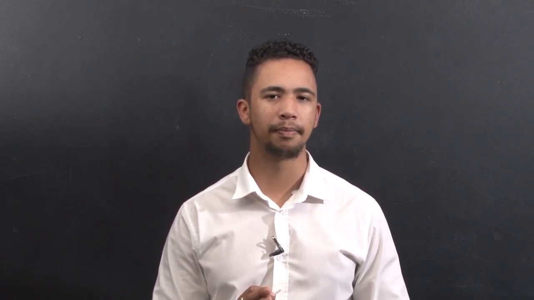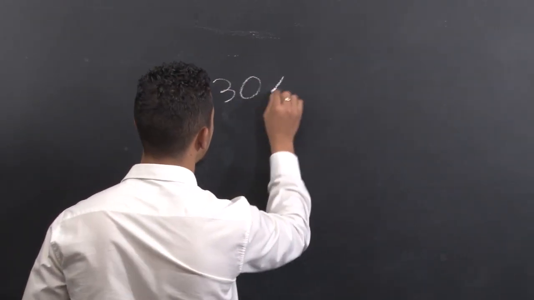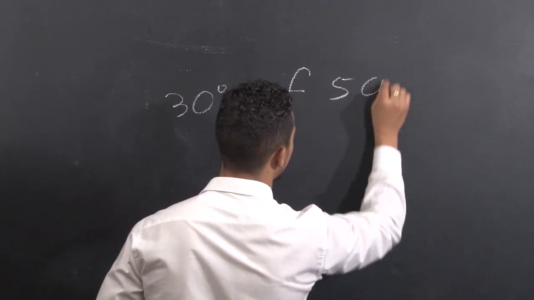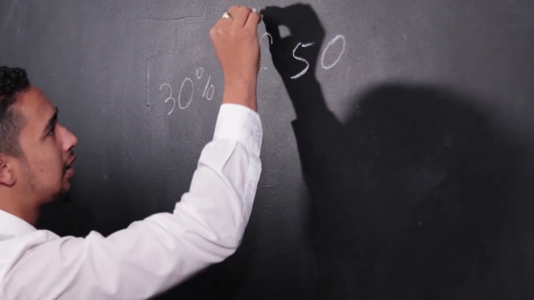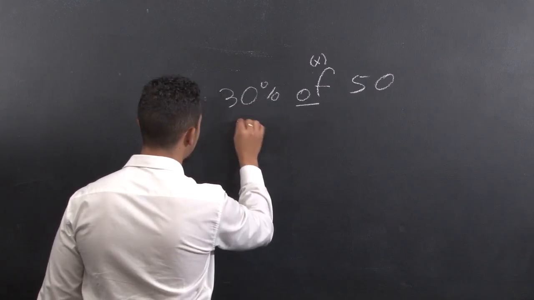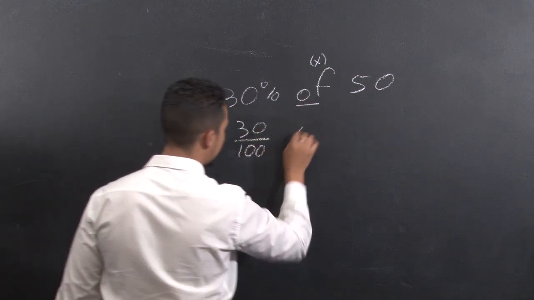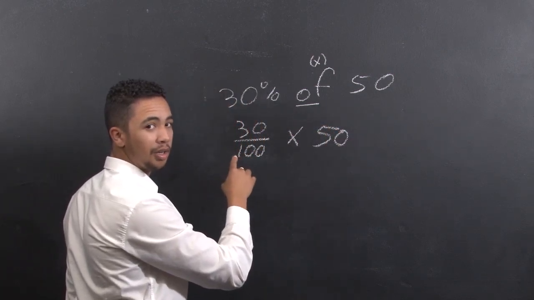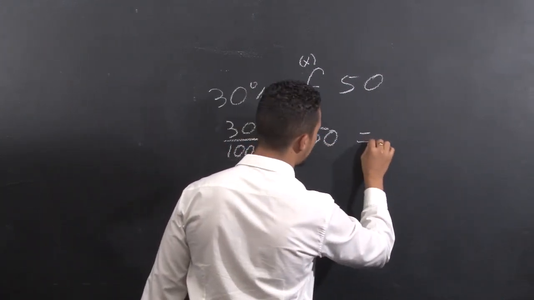A percentage question can be asked in different ways. For instance, 30% of 50. Now remember, BODMAS states that of is a times. So 30% is 30 over 100 times 50. Punch this into your calculator. 30 divided by 100 times 50 will give you 15.